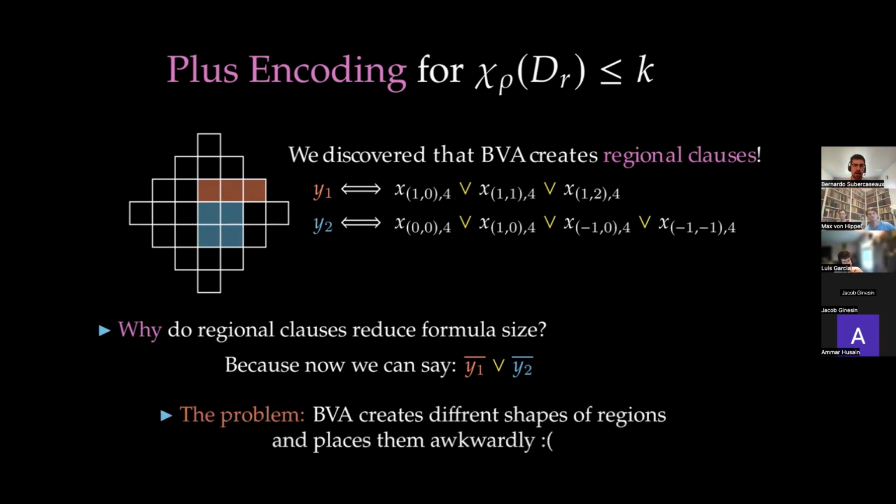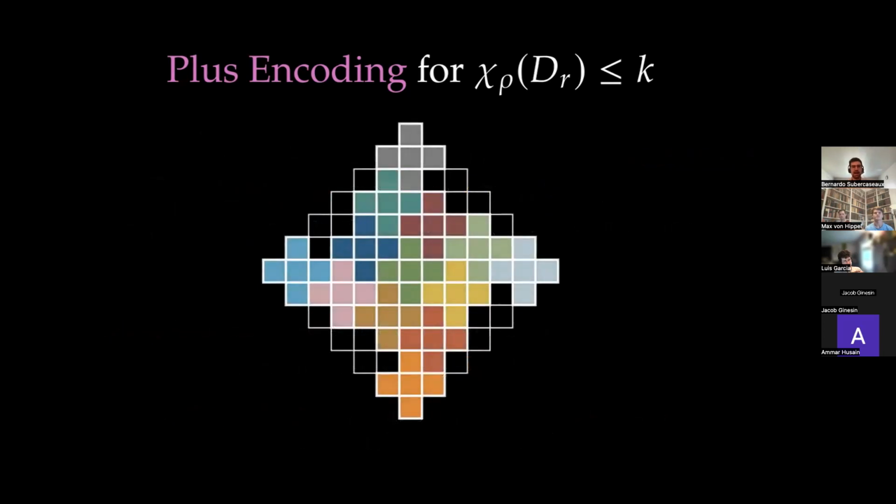So the problem of why this, if you just use this automatic BVA tool, doesn't work well in practice is because it creates different shapes of regions and places them awkwardly in the graph. Because it's a greedy and heuristic tool, it doesn't really have knowledge of how to do this in a structured manner. So the main idea of the plus encoding is to use this regional idea, but in a structured way, by using what we call plus regions because they look like the plus symbol, but it's just a diamond of radius 1, if you want to think of it that way.